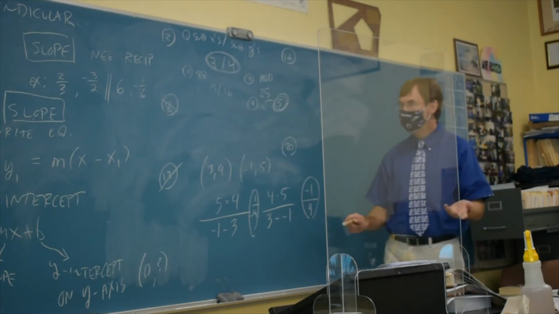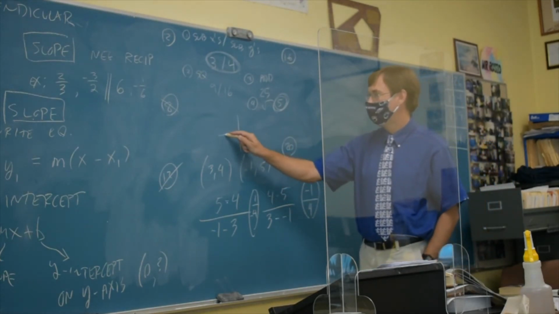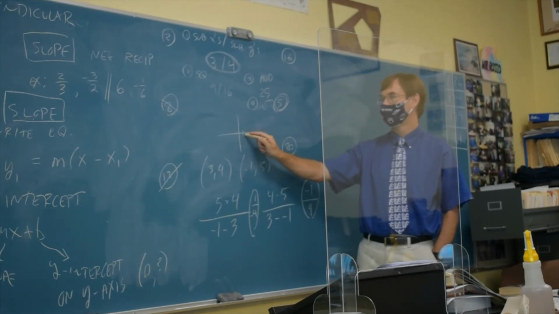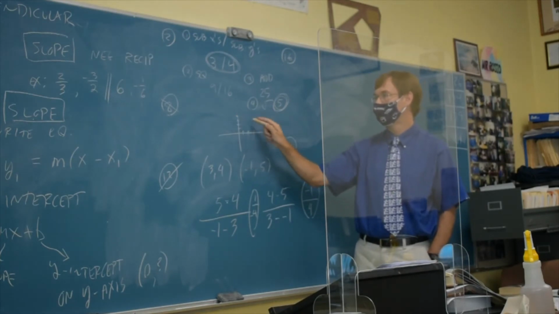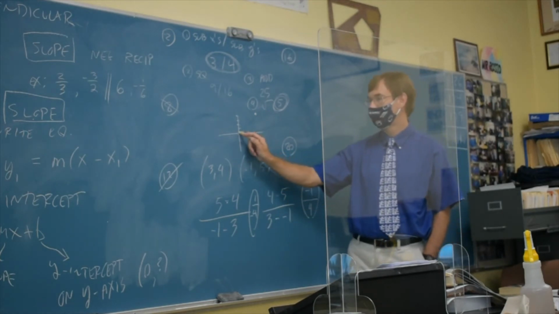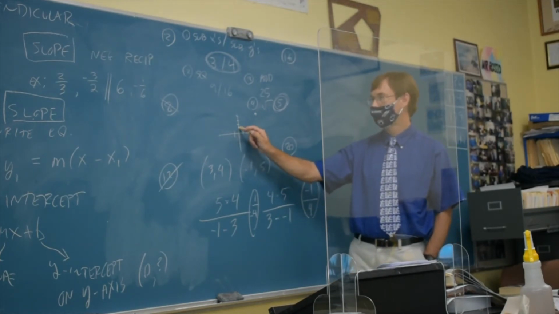Here's why maybe you want to graph it, but maybe not. Where is 3, 4? -3, not 4. Where's negative 1, 5? Back one. Okay.